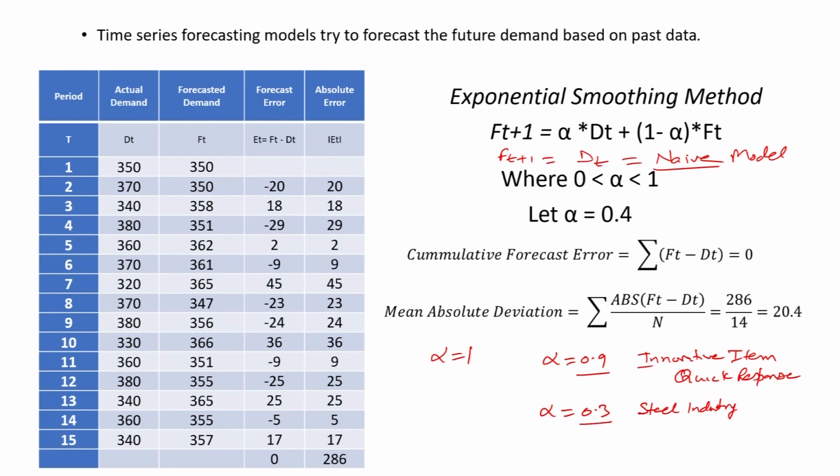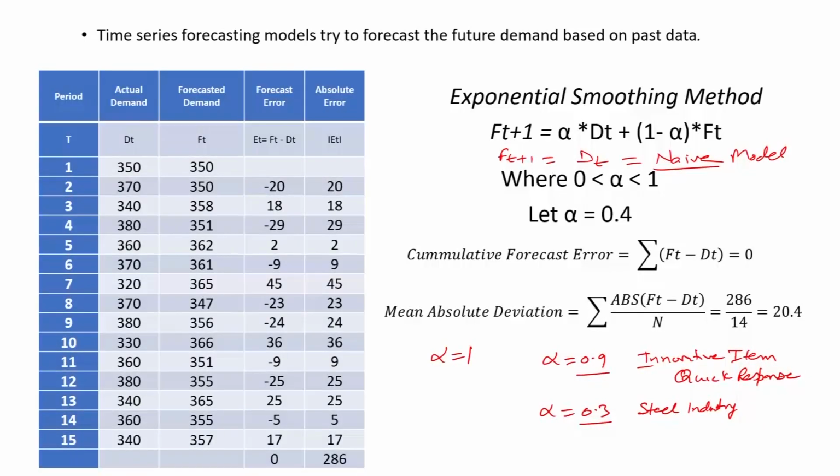So, based on this, it will also depend upon the personality of the decision maker. If the decision maker is very proactive, he wants to take decisions as and when there is a change, he can take a higher value of alpha, maybe 0.9, 0.8. On the other hand, if there is a decision maker who wants to wait and watch, he does not want to take much risk, he can take a lower value of alpha.